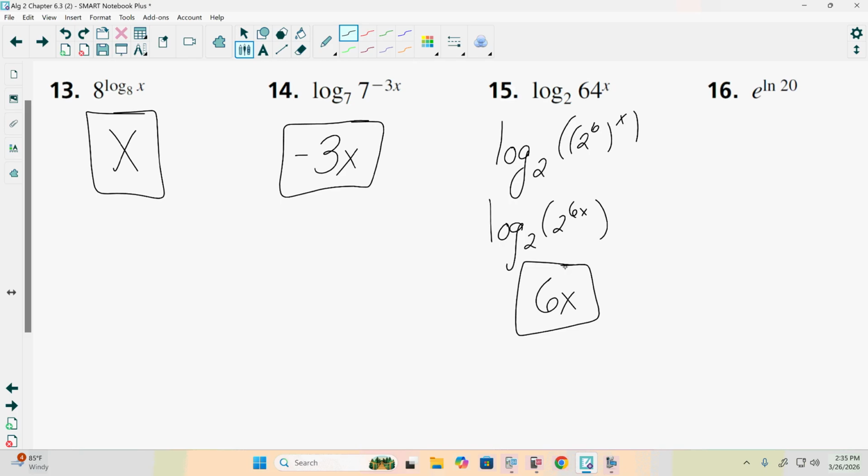And the last one is indeed 20. Because for natural logs, the base is understood to be e, so we have e to the natural log base e of 20. They match up, leaving us with 20. Questions on this here? Be ready for the next one.